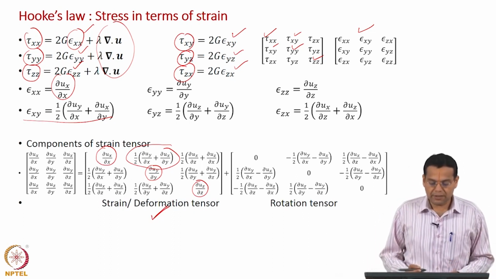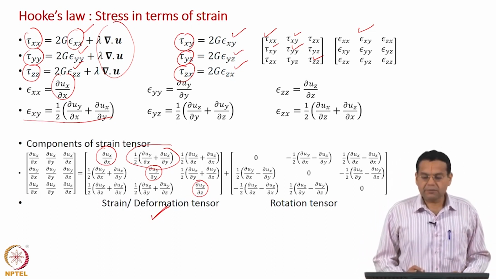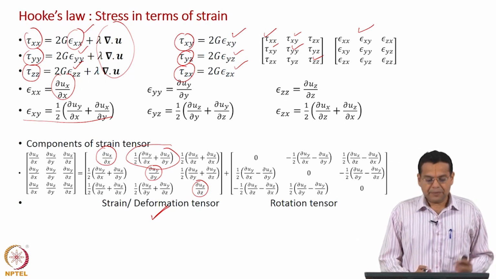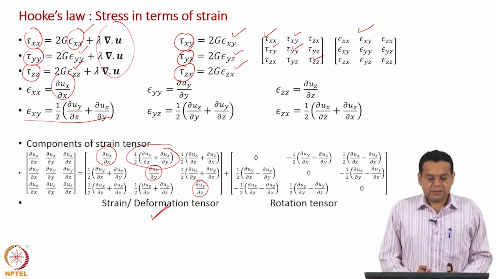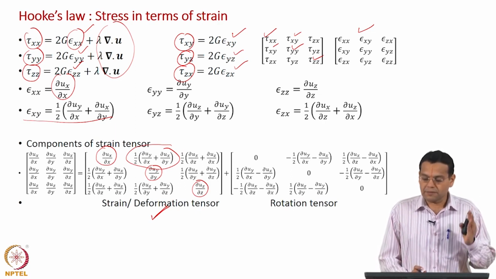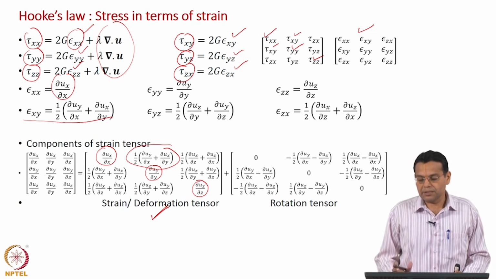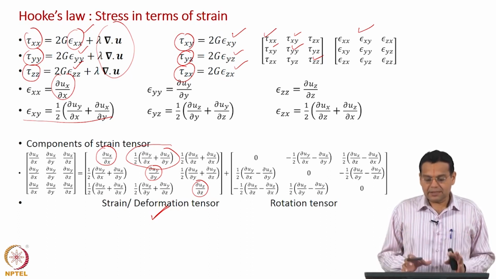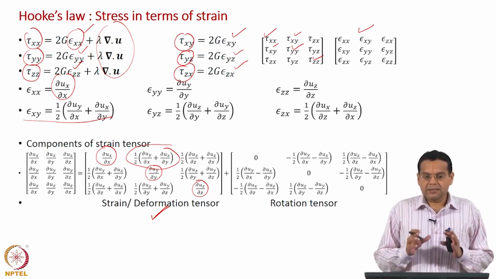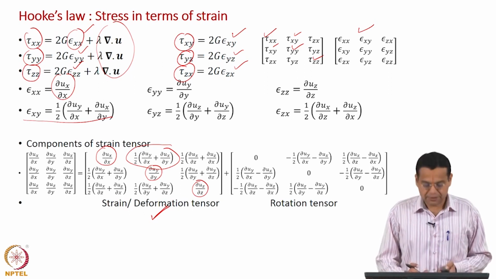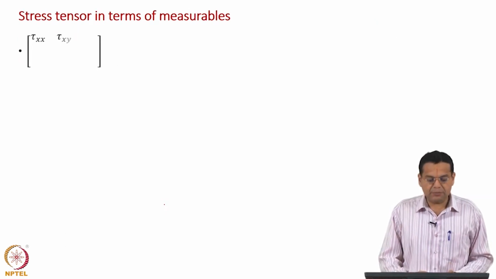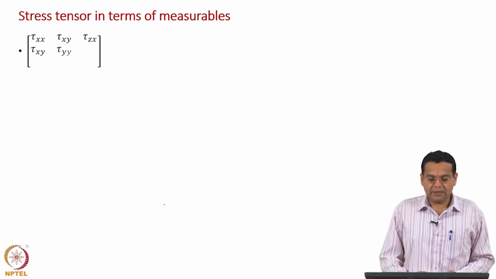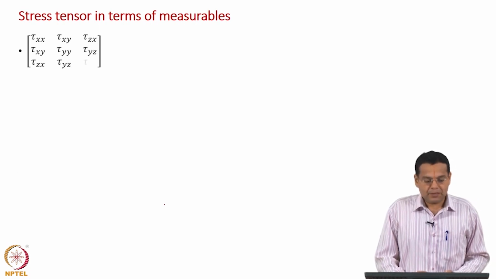So, whatever our objective was, we have achieved here: relating stress to strain, more precisely, components of the stress tensor to the components of the strain or deformation tensor. Only the normal strain and shear strain result in stresses, which is why we have done this. Let us put them more compactly in the form of a tensor. This is the stress tensor.